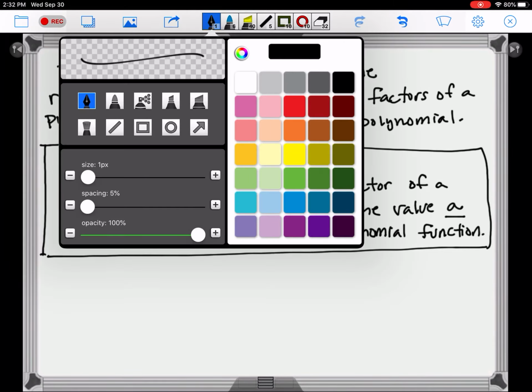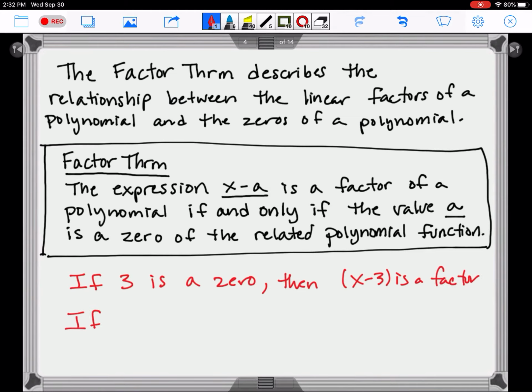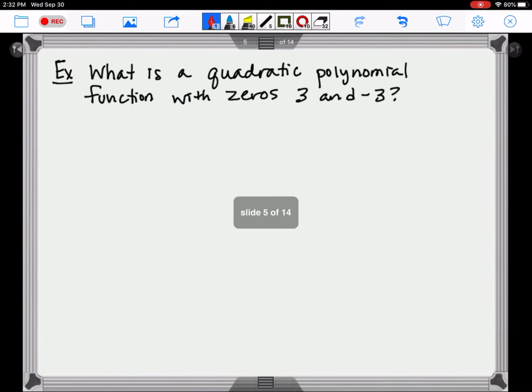For example, if 3 is a zero, then x minus 3 is a factor. Now, what happens if I have, say, I don't know, negative 4? If negative 4 is a zero, then the factor would be x plus 4. That would be your factor. Okay, so the factor theorem goes in both directions. If you know the zeros, then you can find the linear factors. And if you know the linear factors, well, then you can find the zeros.